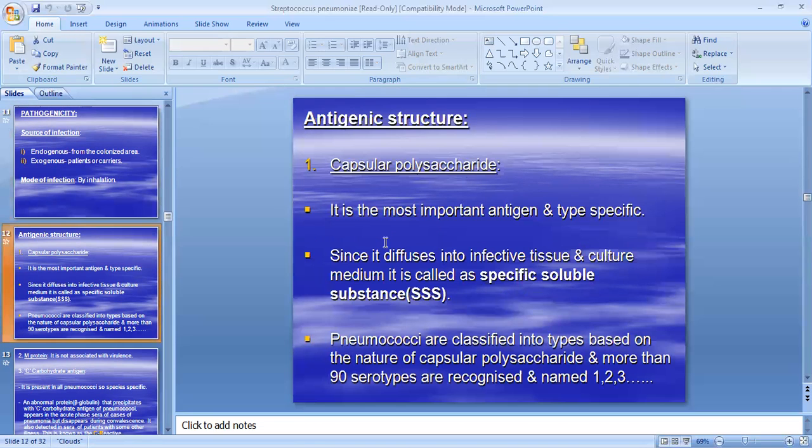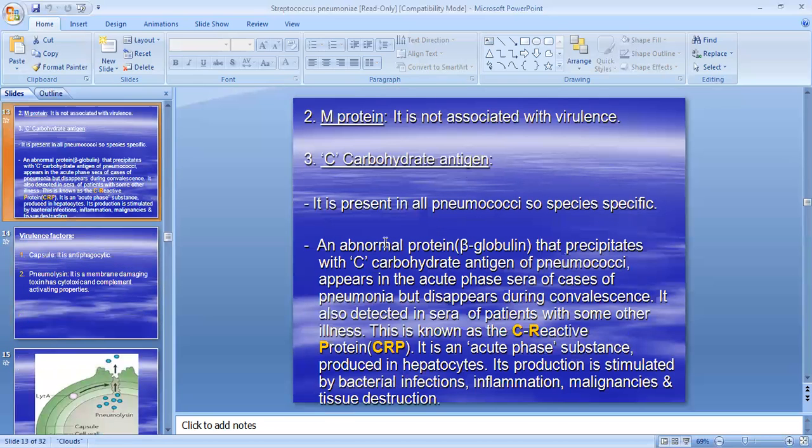Antigenic structure includes the capsular polysaccharide. It is the most important antigen and is type specific. Since it diffuses into infected tissue and culture medium, it is called specific soluble substance. The pneumococci are classified into types based on the nature of the capsular polysaccharide, and more than 90 serotypes are recognized and named as 1, 2, 3 and so on.